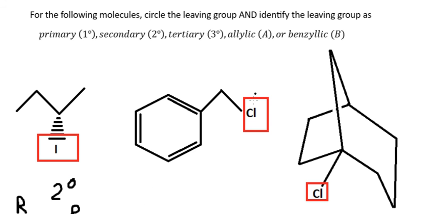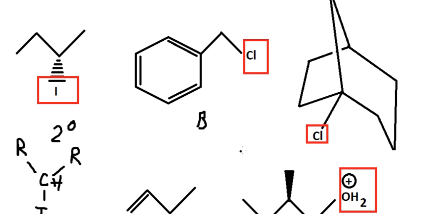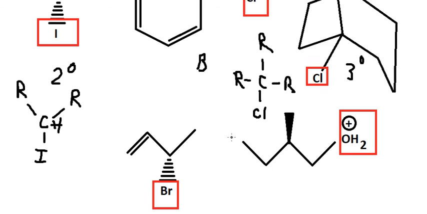The next one, this is about basic. So that should be about B, because we can see that this is about benzene. About this one, that is about tertiary, because that should be like this. And that's about number 3.